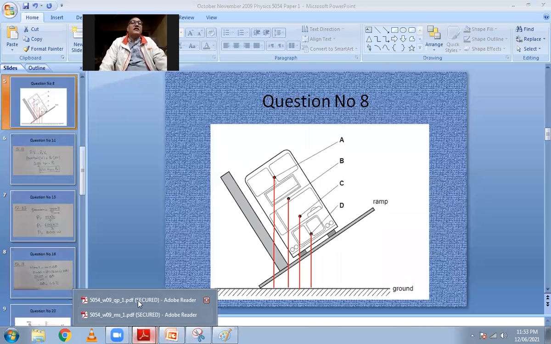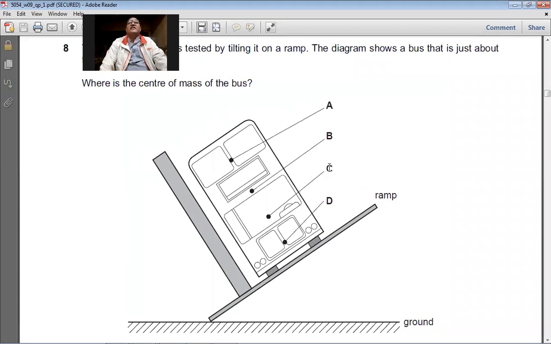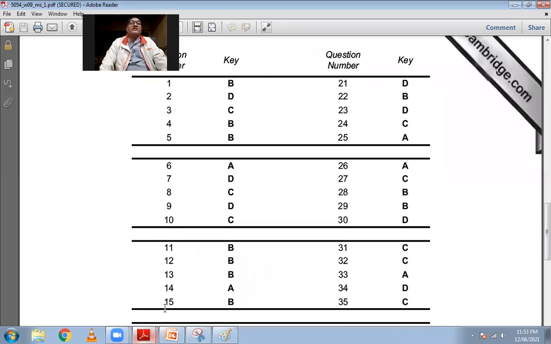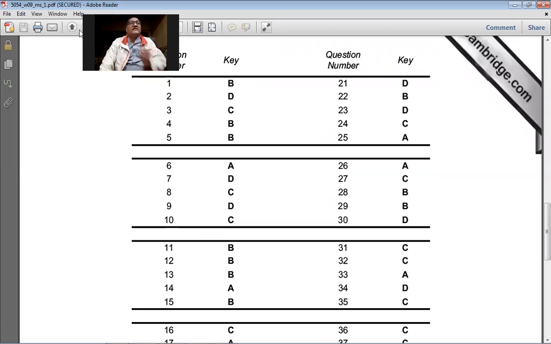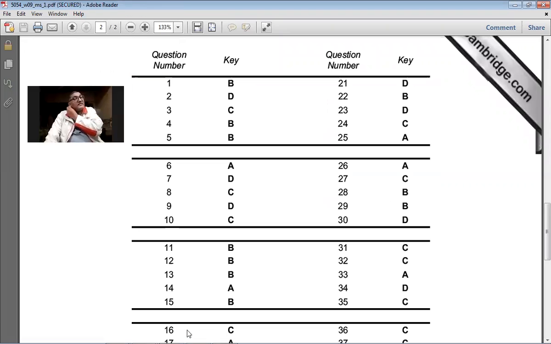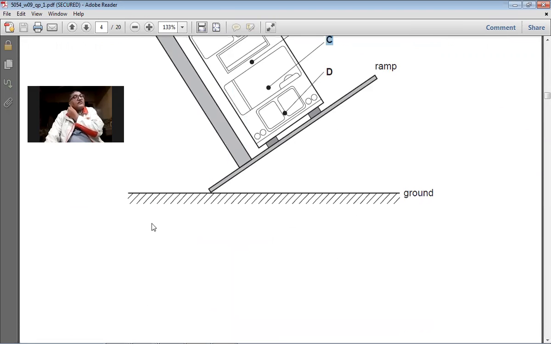Question number 8, I think C is the right answer. So let's check. Question number 8, C is the right answer. Okay, so let's go to the next question.